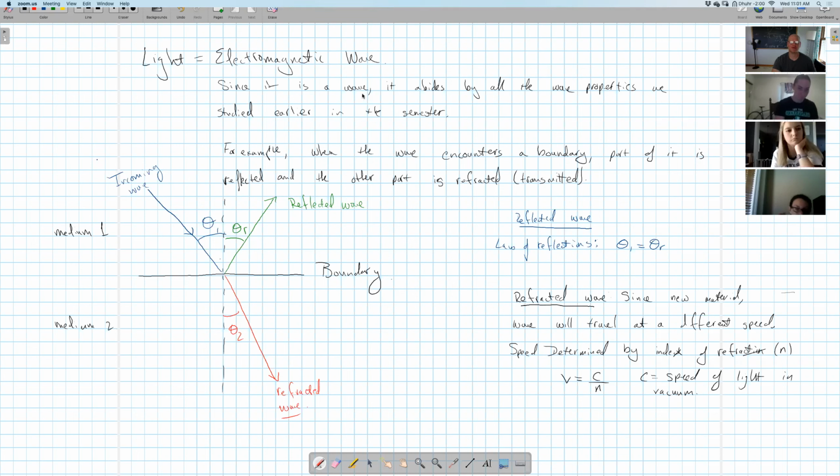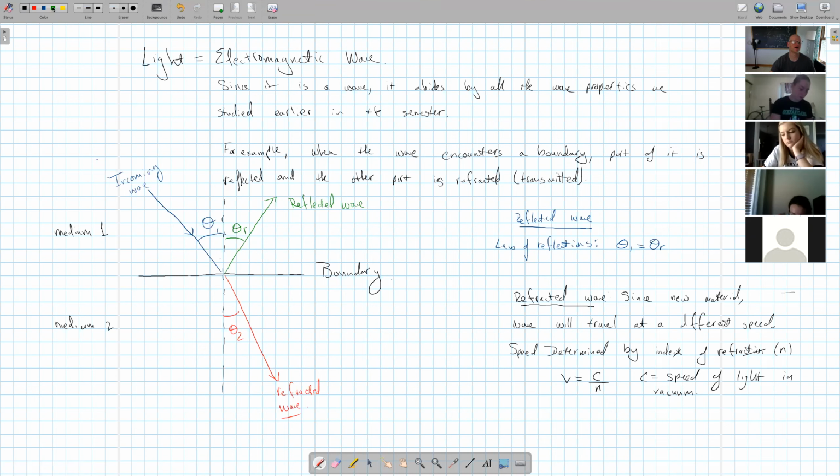So for example, we can have a wave encounter a boundary. And as we talked about earlier in the semester, when a wave encounters a boundary, two things are going to happen. Part of that wave is going to be reflected. So for example, this is my incoming wave. So here we're using what's known as a ray diagram. So let me write that on here.